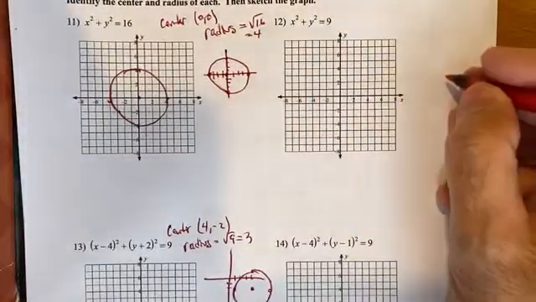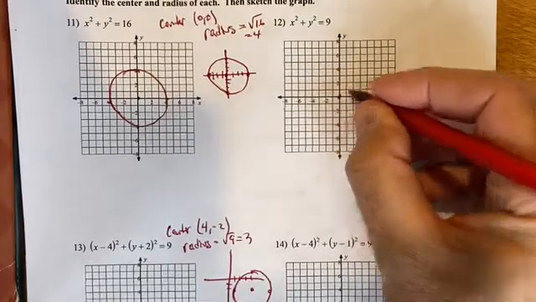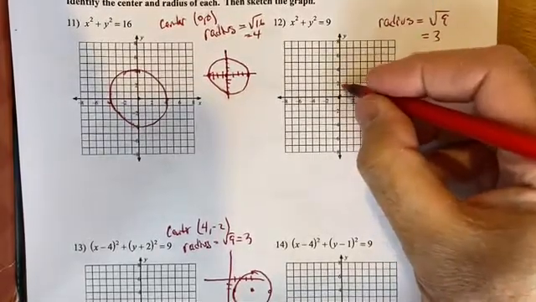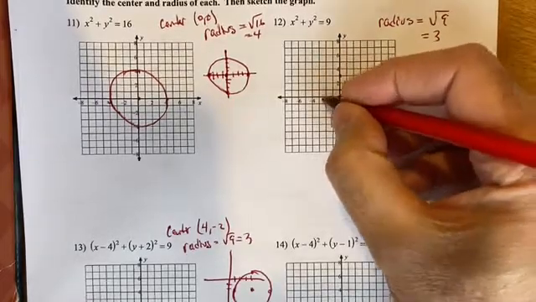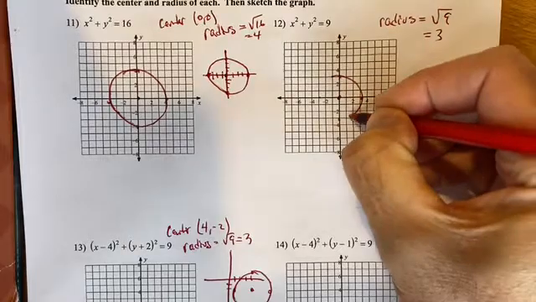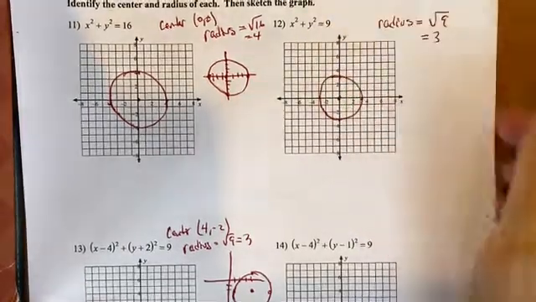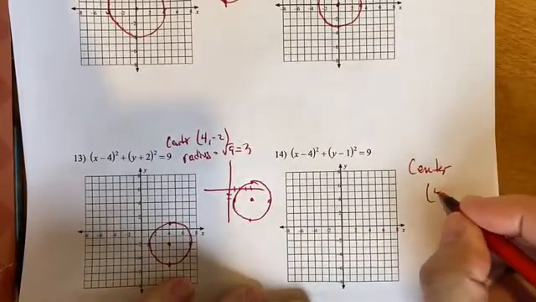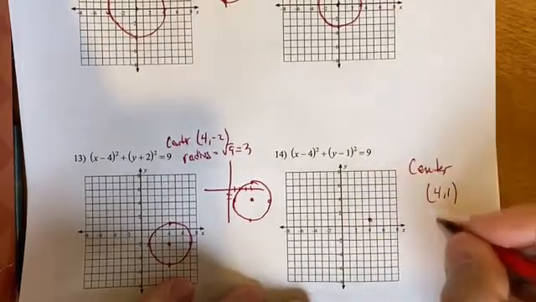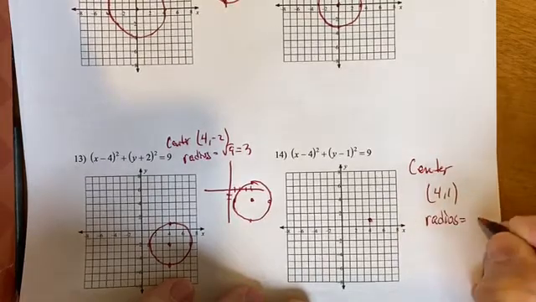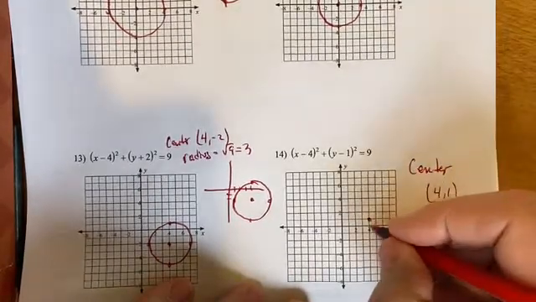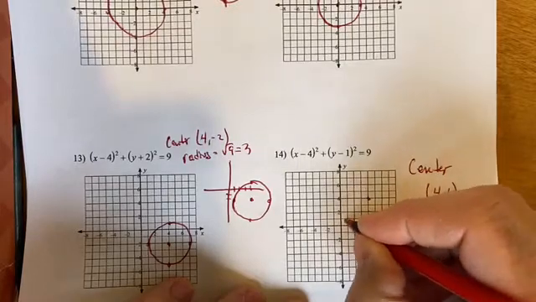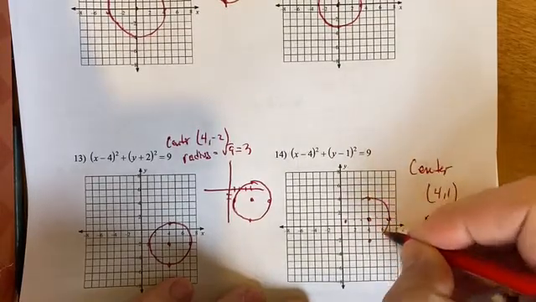This one you can graph by hand if you don't have graph paper. The center is 0, 0. The radius is the square root of 9, which is 3. So from there, count up 3, right 3, down 3, left 3, and draw. Or just freehand it if you don't have graph paper. It doesn't have to be beautiful, as you can see. The center is 4, 1. It's right here. The radius is the square root of 9, which is 3. 1, 2, 3. And just draw it.